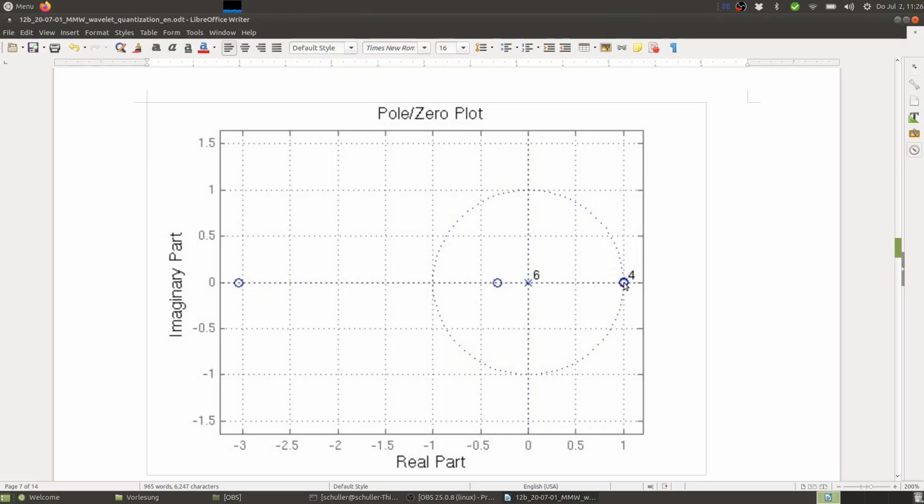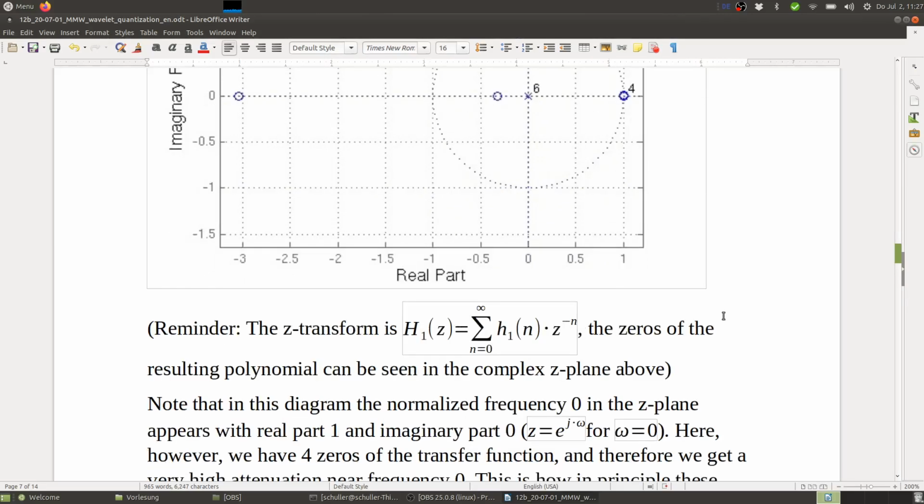Yeah, and that means if we then start at omega equals 0, then we see our polynomial has 4 zeros. That means it's 0, right? If we go a little bit up, then we have a small distance to all those zeros. That means we have small values to the power of 4, and that means it's still very small. And this is how we get a very high attenuation close to frequency 0, because we have 4 zeros here. Yeah, and this is one of the characteristics of this filter.